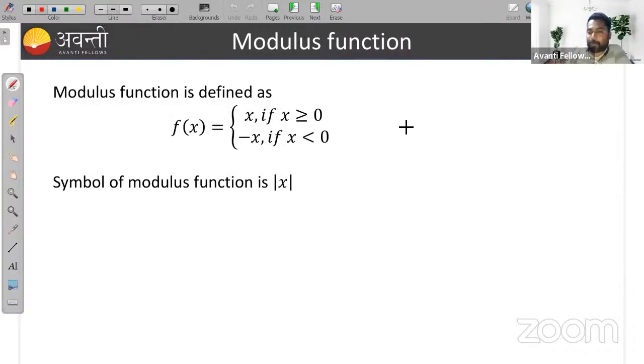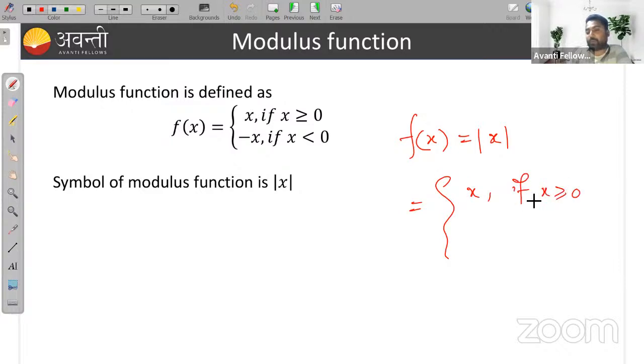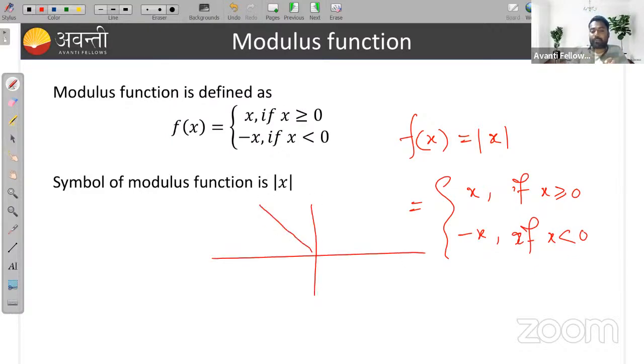All of you know what is modulus function. What is the definition of modulus function? How can we define modulus function? This is denoted by mod x, and this is actually positive x when x is greater than equal to 0, and it is negative x when x is less than 0. So this is actually the definition of modulus function. And what is the graph? All of you know, right? This is the graph of y is equal to mod x. Okay, let's move.